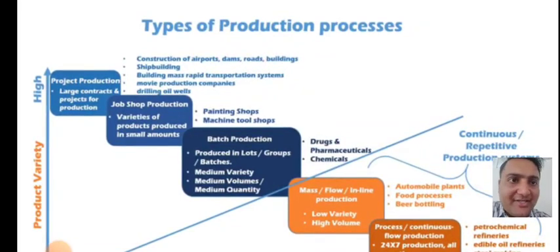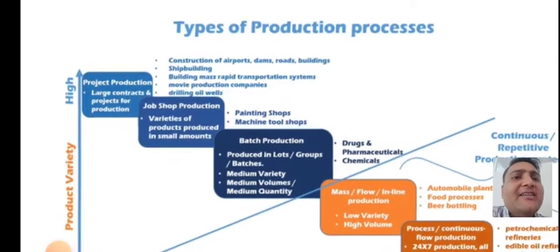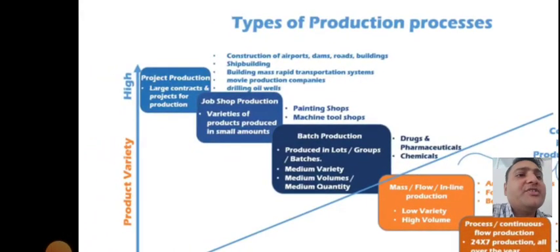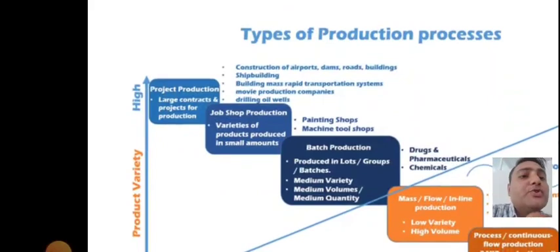So what do you mean by batch production? Which produces in lots, groups or batches, medium variety and medium volume, like drugs and pharmaceutical chemicals. So in a precise order manner we need to prepare it. Another type of production process is job shop production. In job shop production type, varieties of products are produced in a small amount, like painting shops and machine tool shops.